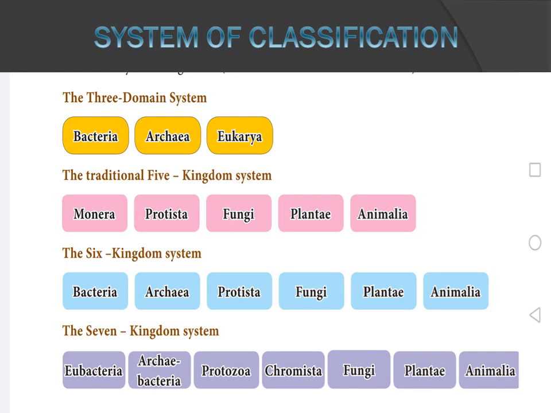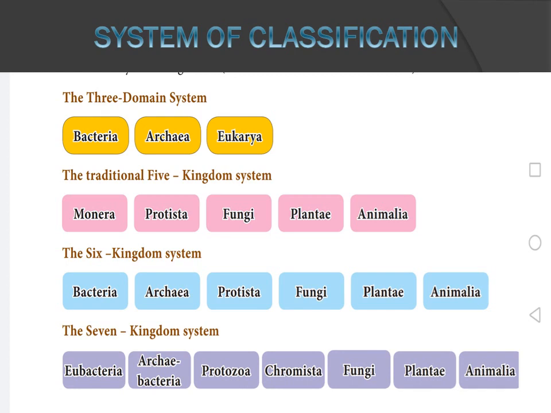And the next method, one of the traditional methods, is the five-kingdom system. So here bacteria and archaea are put into one group, that is Monera, and eukarya is classified into four, that is Protista, fungi, plantae, animalia separately, right? So that is called the five-kingdom system. So in the three-domain system, bacteria, archaea and eukarya, this bacteria and archaea put together as Monera here, and eukarya is separately classified as Protista, fungi, plantae and animalia.